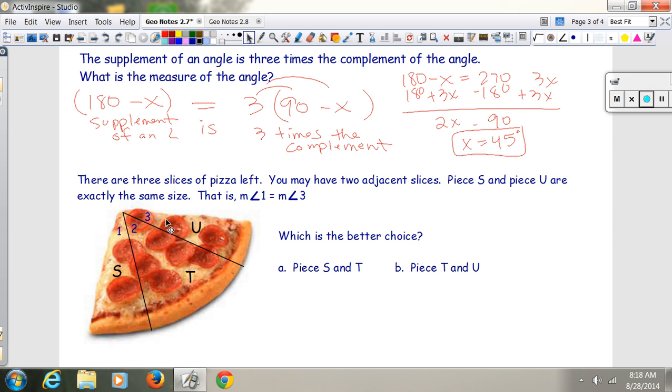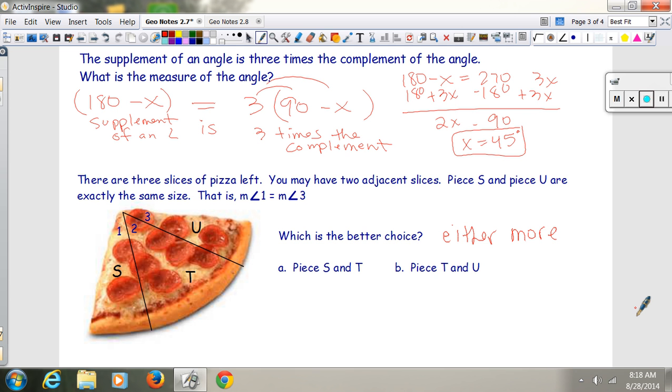Yeah, I heard over here, I heard either one. Either one is your right answer. Okay, which is a better choice? Either one. The one with more pepperoni. That makes sense. Think about it though.